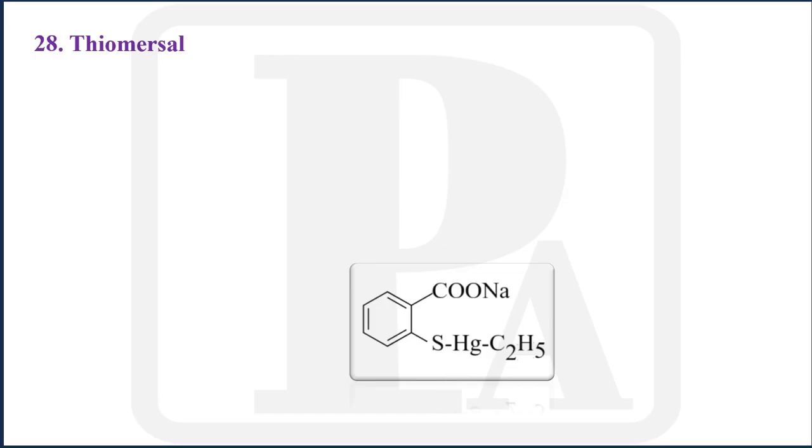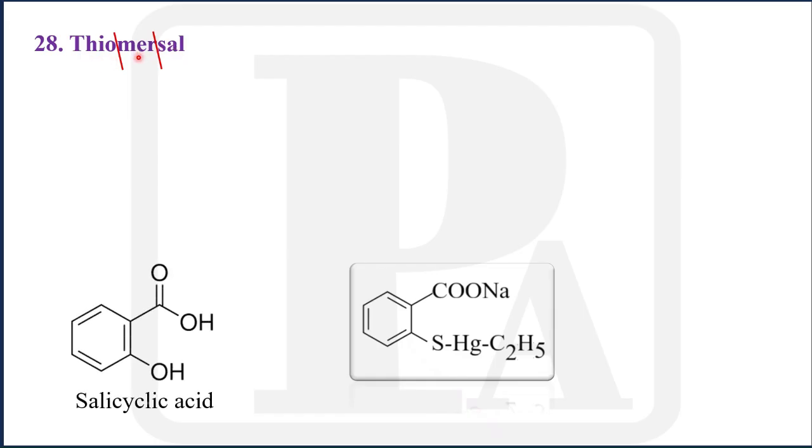So the next one is called thiomersal. Look at the structure of thiomersal. We have the benzene ring connected with the sodium salt of the acid, and this end is SHgC2H5. We divide the name into 3: thio indicates sulfur, mer indicates mercury, and sal indicates salicylic acid. So it is sodium ethyl mercury thiosalicylate.